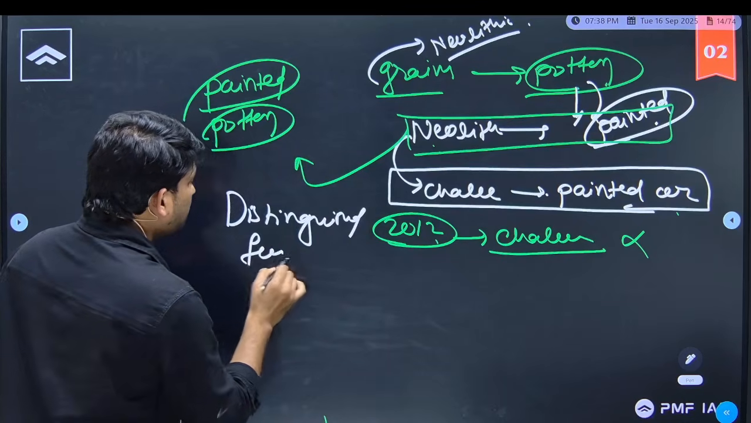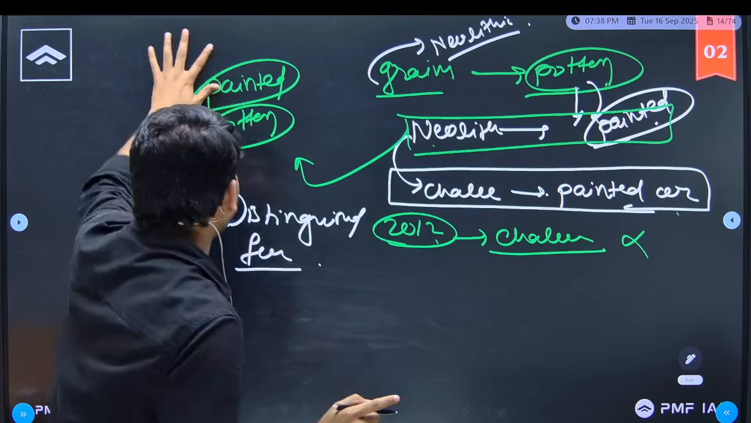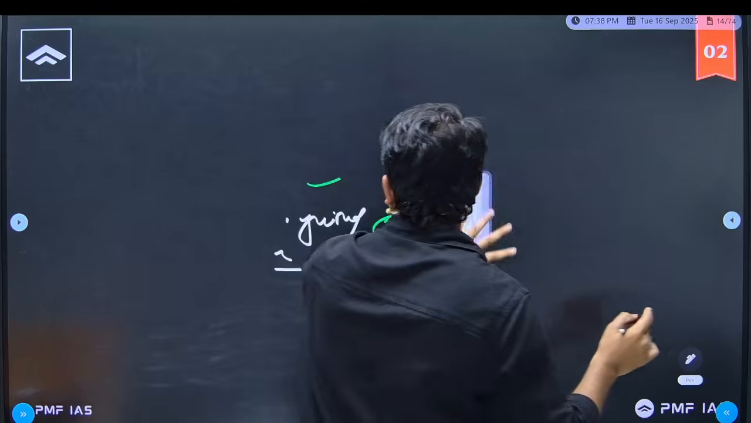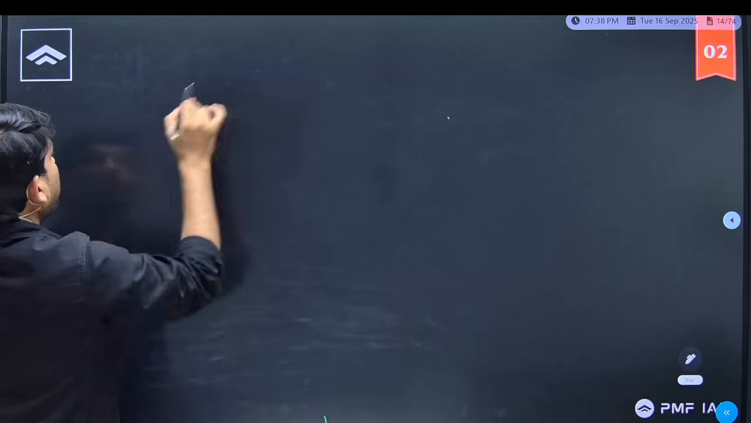Now we will see this painted ceramic or painted pottery. So most common during this period is black and red ware.